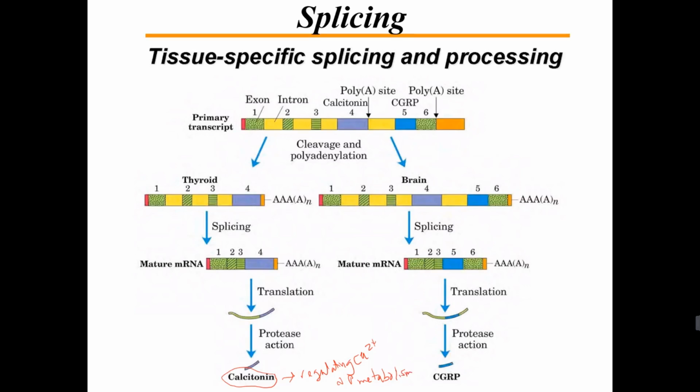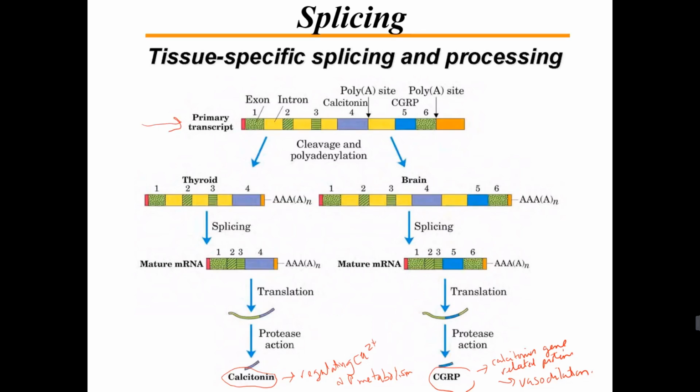And over on this side, we have another protein, CGRP, which is the calcitonin gene-related protein. And again, this one is responsible for vasodilation. Both of these proteins are actually created from a single primary transcript, which is depicted up here.